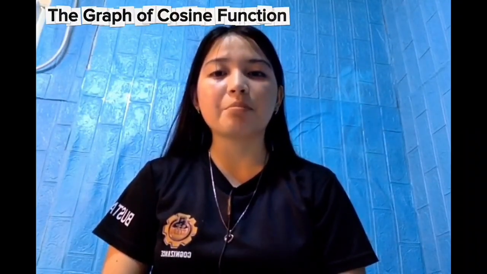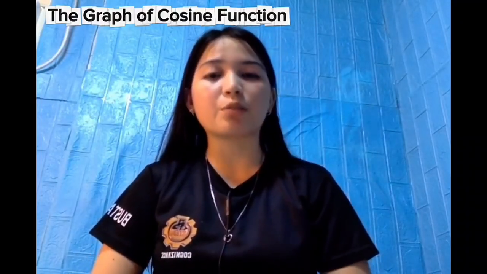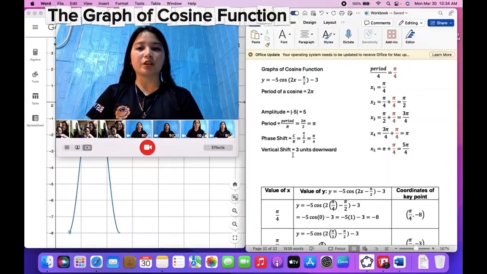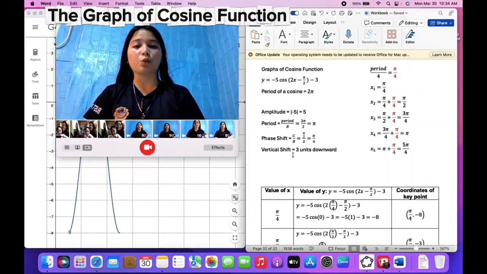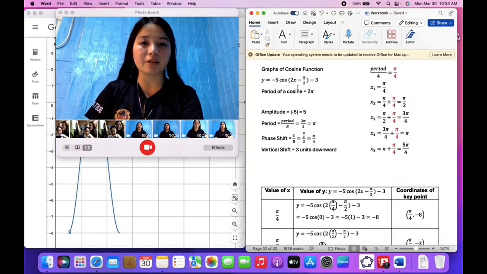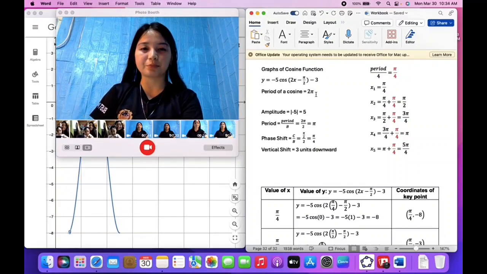The last step is step 8. Draw the cosine curve. Connect the points smoothly, forming the cosine wave. Let's graph our cosine function. Our function is y equals negative 5 cosine (2x minus pi over 2) minus 3. The standard period of a cosine is equal to 2 pi.